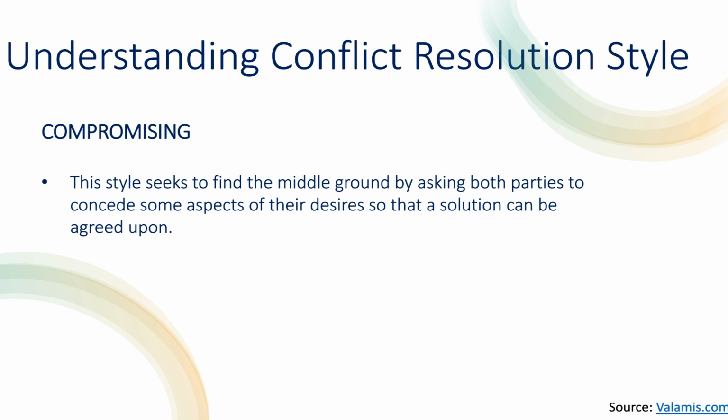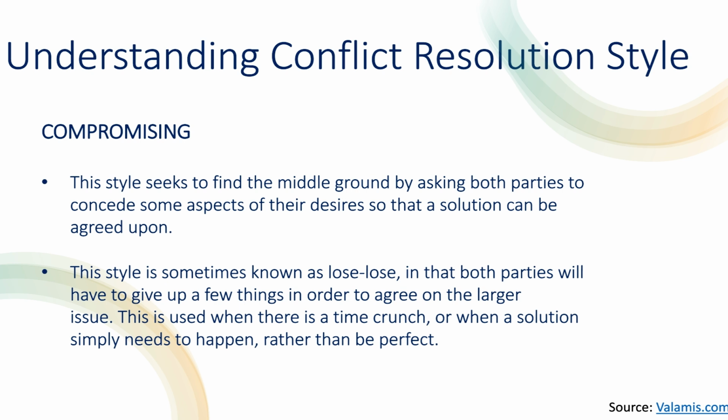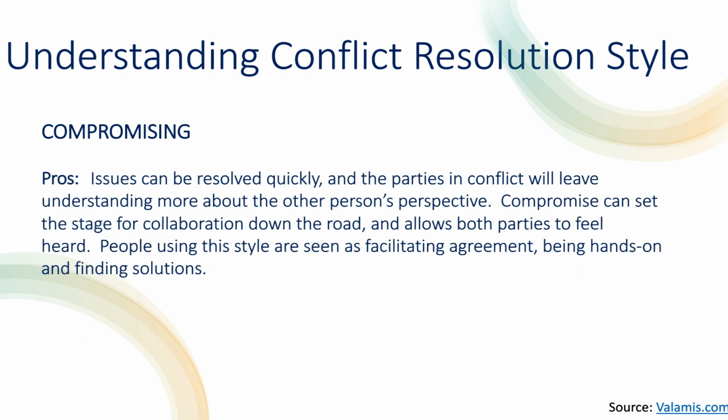Moving on, the compromising style. This style seeks to find a middle ground by asking both parties to concede some aspects of their desire so that a solution can be agreed upon. This style is sometimes known as a lose-lose, in that both parties will have to give up a few things in order to agree on the larger issue. This is used when there is a time crunch or when a solution simply needs to happen rather than be perfect. This style can also lead to resentment, especially if it is overused.